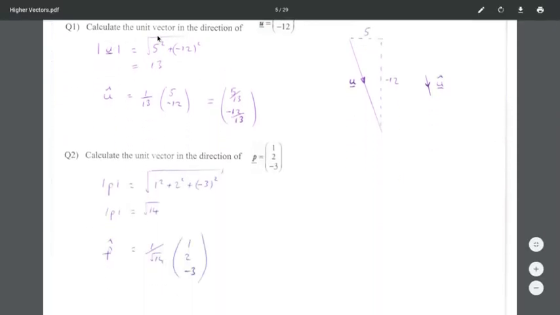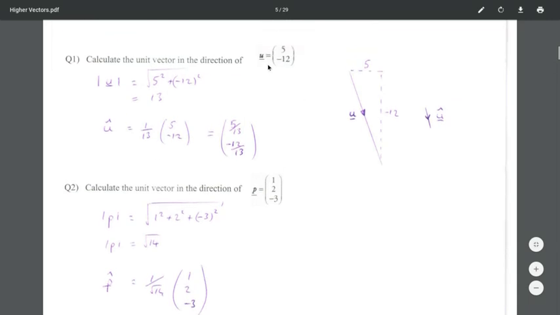So calculate the unit vector in the direction of u, which is (5, -12). So let's draw u first of all. So 5 to the right, 12 down. So there is u. u has a magnitude of 13. We want to calculate the unit vector in this direction.